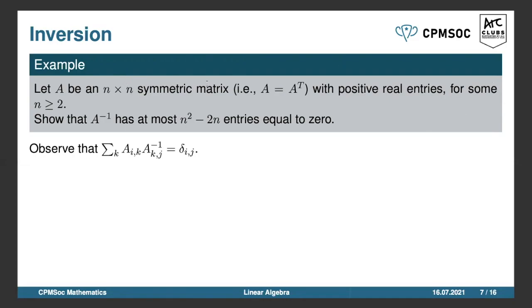If we have a symmetric matrix, that is, if you flip along its diagonal, you get back the same matrix. So it's symmetric along the diagonal, and it has positive real entries. And it's at least a 2 by 2 matrix. It's not just a 1 by 1 matrix. We want to say something about the number of entries in the inverse that are equal to 0.